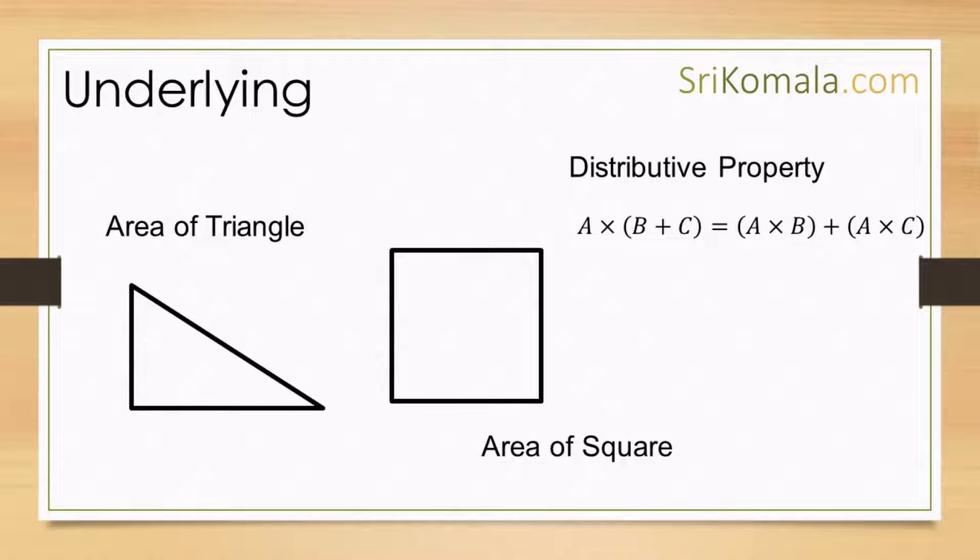In order to prove the Pythagorean theorem, we use the proof of the area of a square, the area of a rectangle, and the distributive property. We provided the proofs in our previous videos. Please find the link to access the videos.